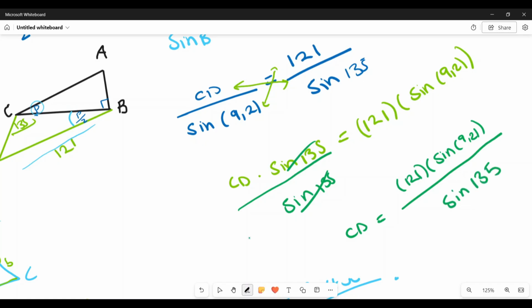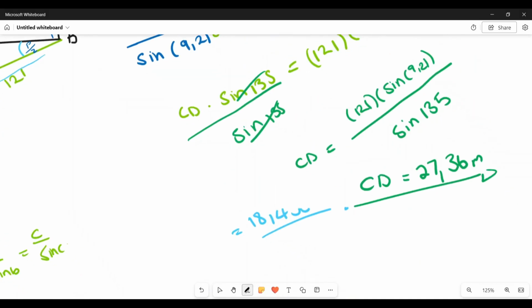And you will just punch this into your calculator. Now, doing so, your length of CD is going to be equals to 27,36, rounding off to 2 decimal places, meters. And this will be your final answer.